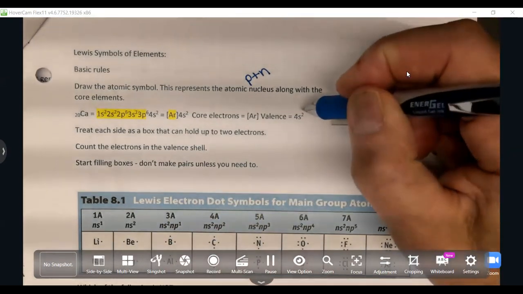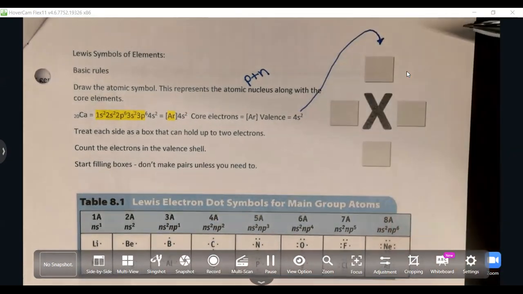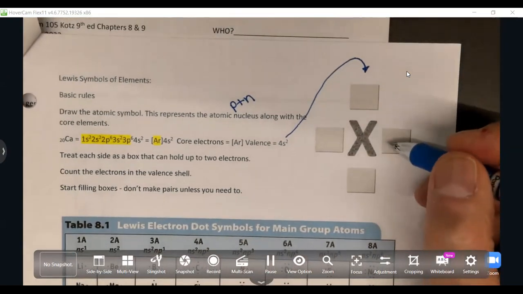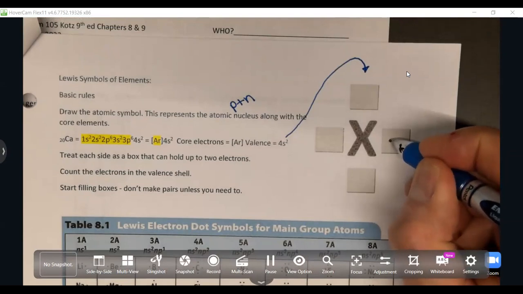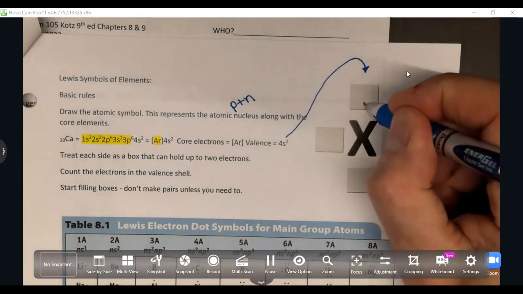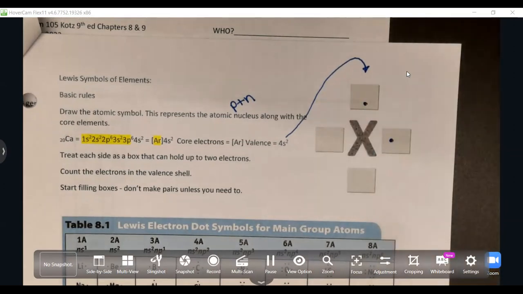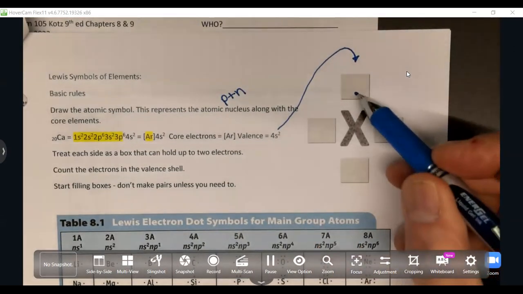So if I did this with 2 valence electrons, I would typically start on the right, it doesn't really matter. We put 1 dot here. I'm going to go counterclockwise. I'm going to put 1 dot here. It doesn't matter. We have 2 valence electrons, 1, 1.